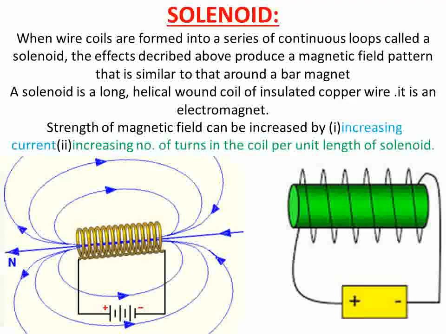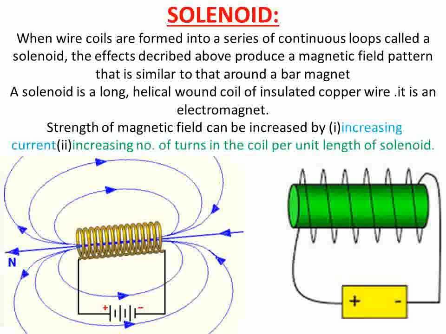Solenoid. When wire coils are formed into a series of continuous loops called a solenoid, the effect described above produces a magnetic field pattern that is similar to that around a bar magnet. A solenoid is a long helically wound shape of insulated copper wire. It can behave like an electromagnet if a soft iron core is placed inside it. It is an electrical device to produce a magnet.